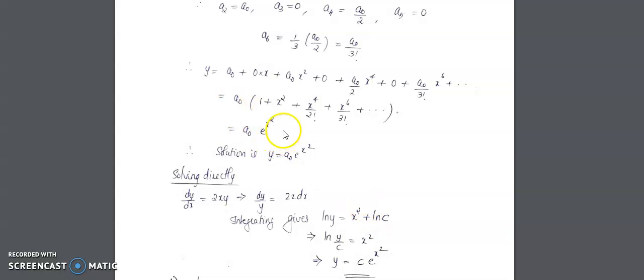So you can see that both the solutions are the same. So hence the power series solution and the solution by the direct method, both are the same. So let us see the second question.